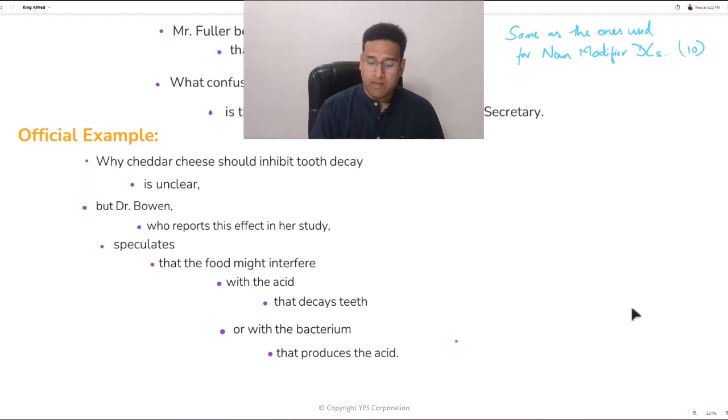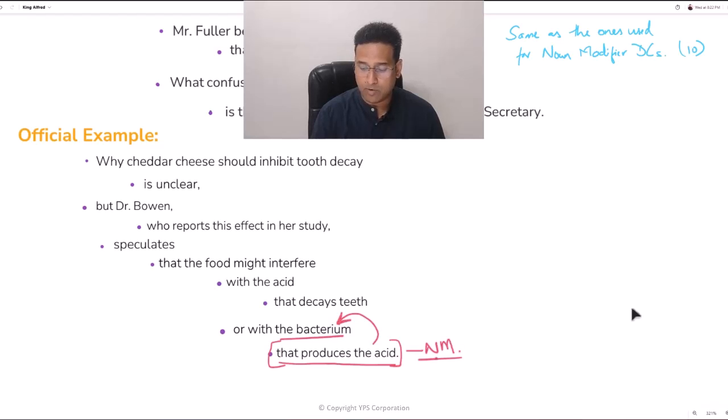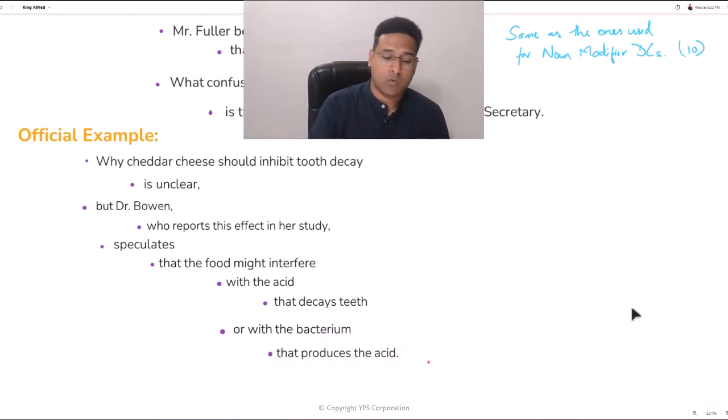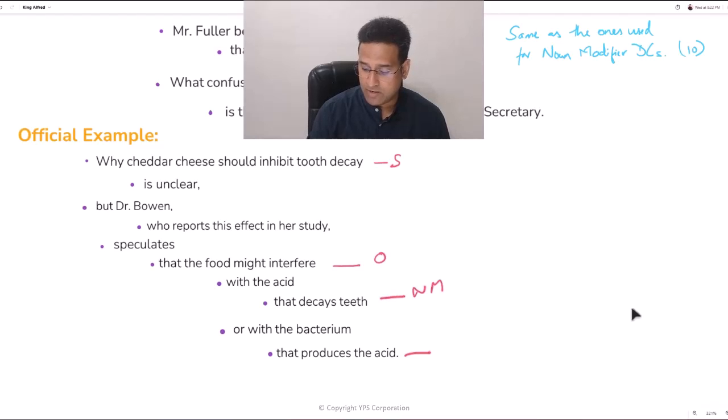Okay, there's something more. That the food might interfere with the acid that decays teeth. Here we have a relative pronoun clause modifying acid. So we have a noun modifier. Or with the bacterium that produces the acid, another relative clause modifier describing the noun bacterium, so another noun modifier. So in total we had one dependent clause as the subject, one dependent clause as an object, and then we had three noun modifier clauses. 1, 2, 3.